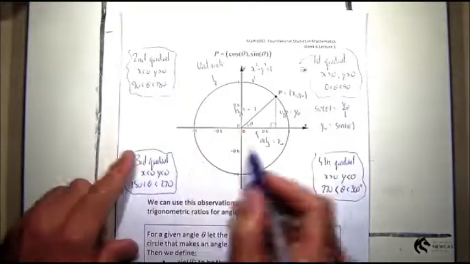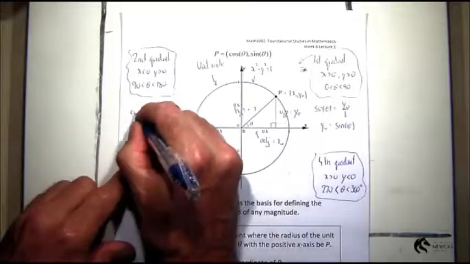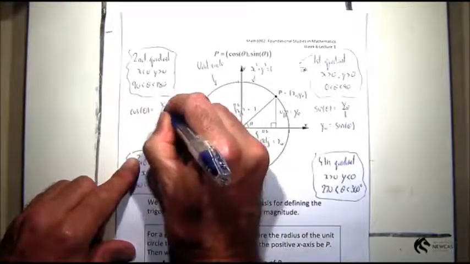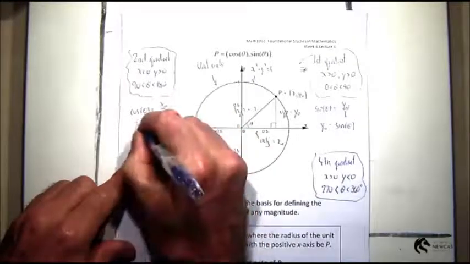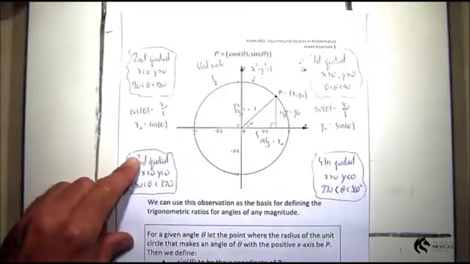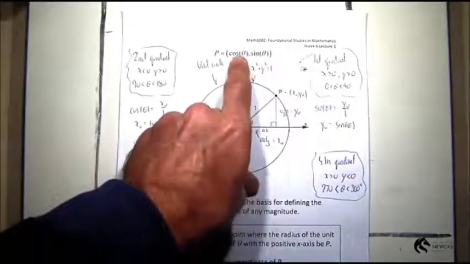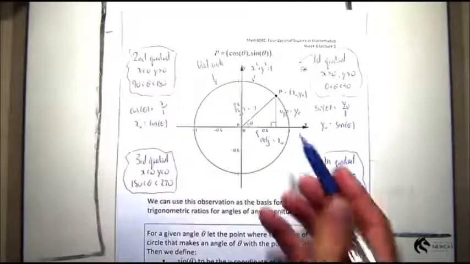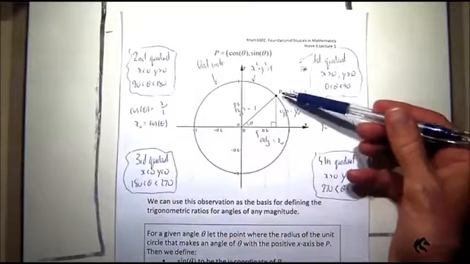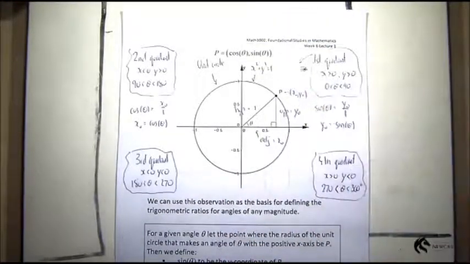Likewise, if I come over here, cos theta is the adjacent over the hypotenuse, so that's x naught over 1. Make x naught the subject, that says x naught is cos theta, so the x coordinate is in fact cos theta. So given that the radius makes an angle of theta with the positive x-axis, I know the coordinates of point P. It's cos theta and sine theta.